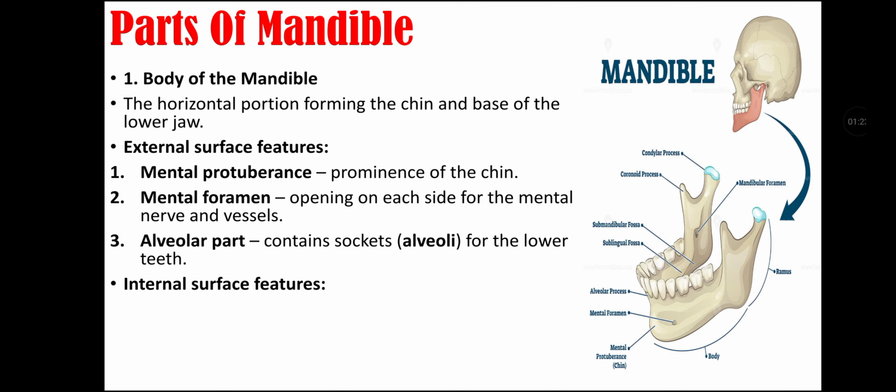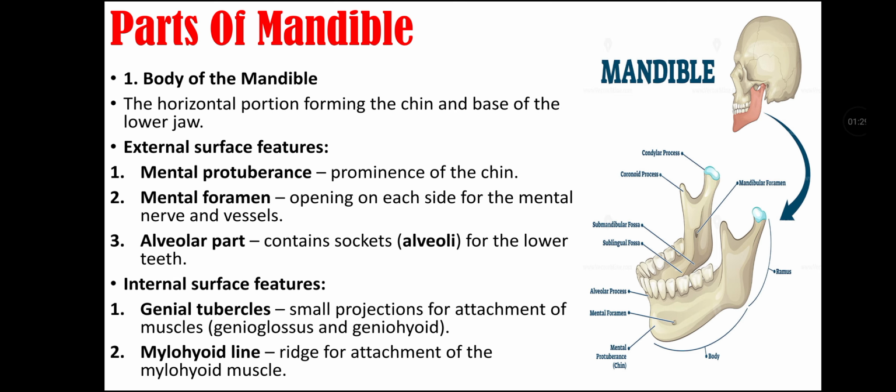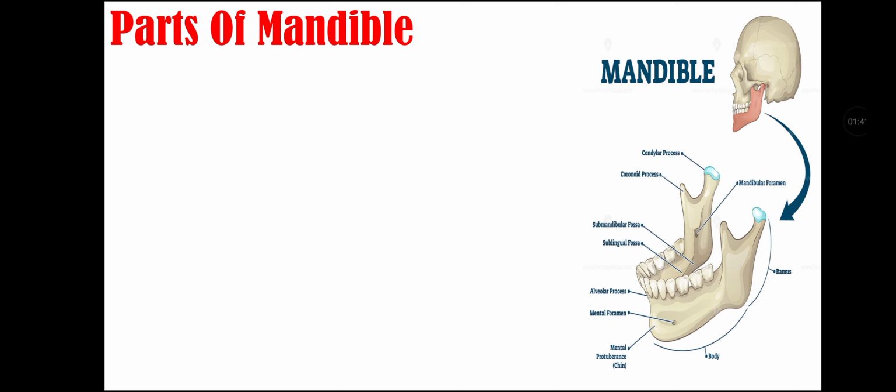Now let's talk about internal surface features of the body of mandible. It includes genial tubercle and mylohyoid line. Genial tubercles are small projections for attachment of muscles like genioglossus muscle and geniohyoid muscle. Mylohyoid line is rich for attachment of mylohyoid muscle.